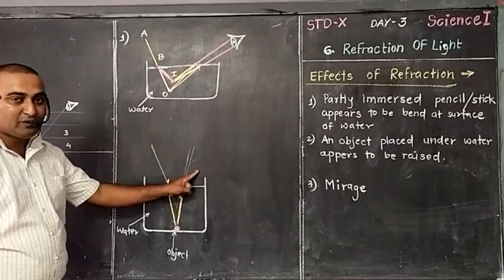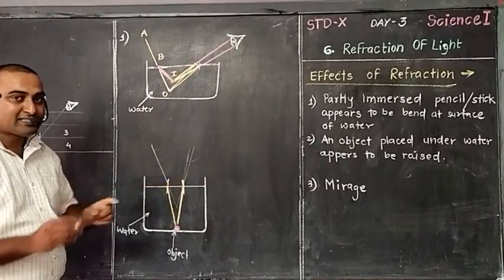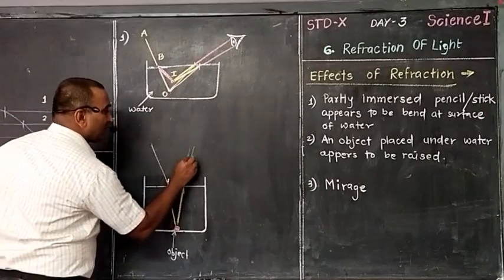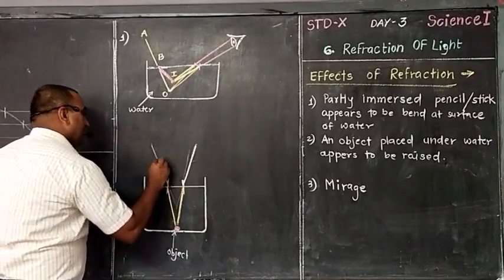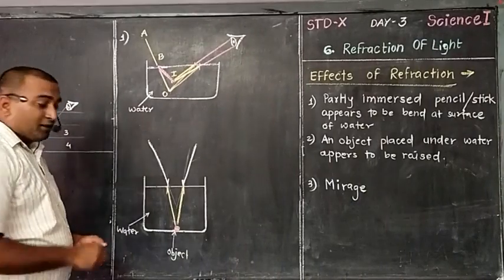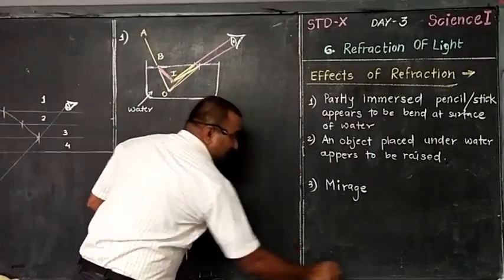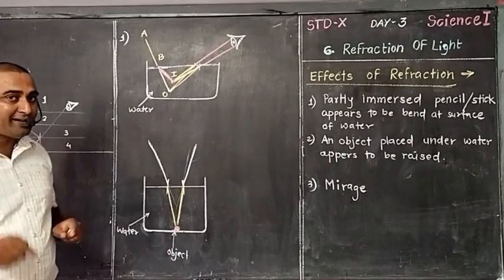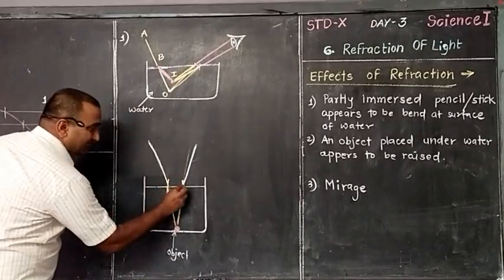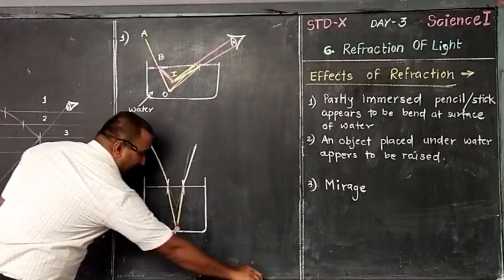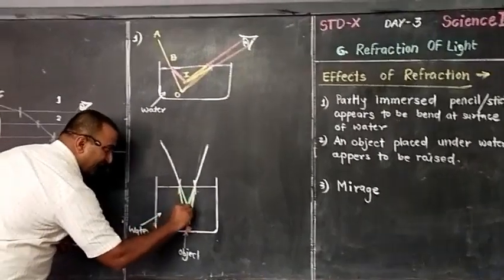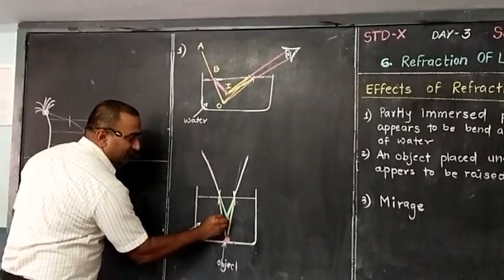Denser medium to rarer medium. Rays will move away from the normal. That means rays are moving away from the normal and reach the person. But when the rays reach the person, the person will observe that object straight, not bending. And so if we extend these rays backward or downward, we get that the object is here.